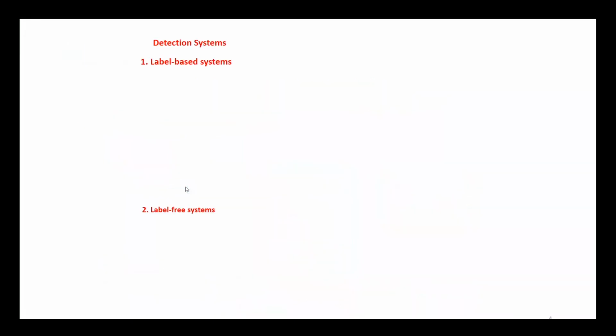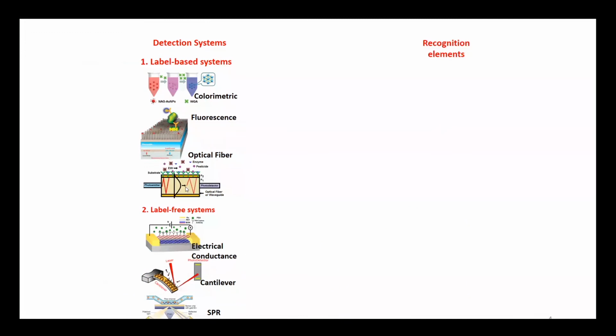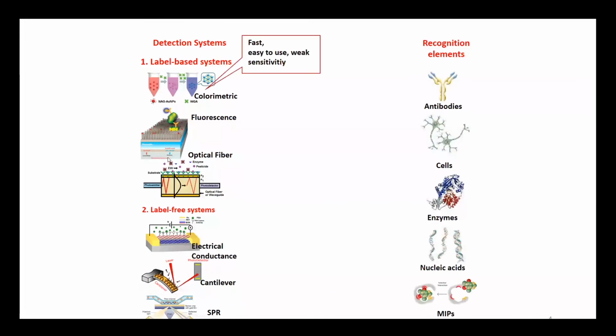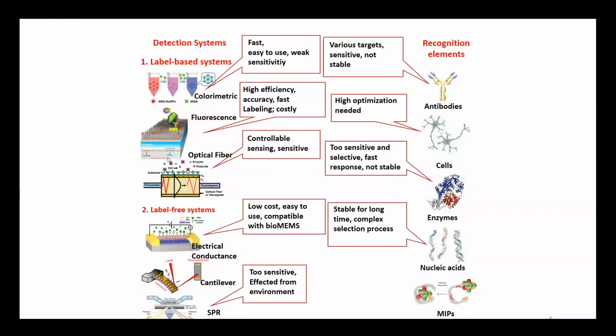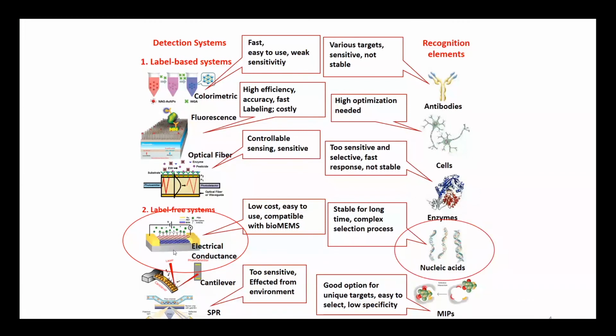So the biosensor system, we have different kind of detection system and different kind of biorecognition molecule. Each of them has their advantage and disadvantage. So in this presentation, I will talk about electrical and conductance-based detection system. We just develop a nano device capable to make this kind of detection. And we test nucleic acid-based biorecognition element and antibody-based biorecognition element.